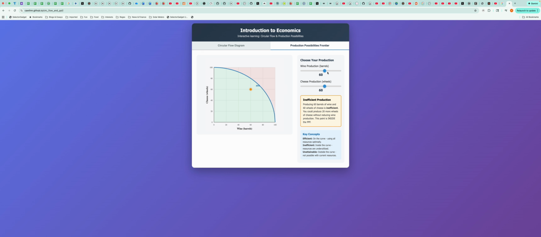The first question was, at a production level of 45 barrels of wine and 95 wheels of cheese, is it possible? We have these interactive sliders. We can set the wine production to 45, and we can set the cheese production to 95. And we can see that that is unattainable because this point lies outside our PPF, outside the production possibilities frontier. Anything in this pink region is unattainable. Anything in this green region is attainable.